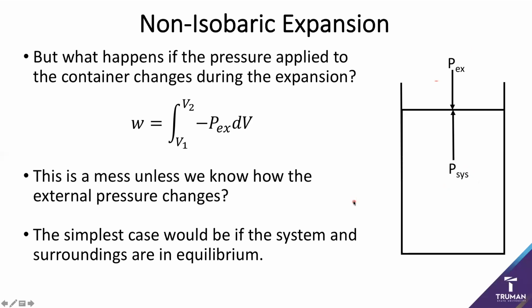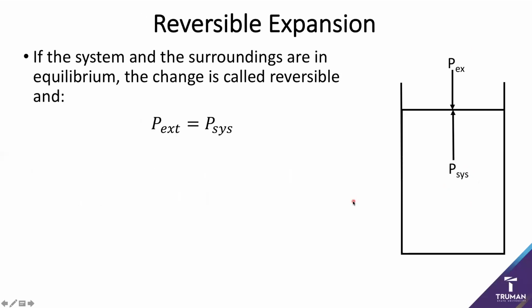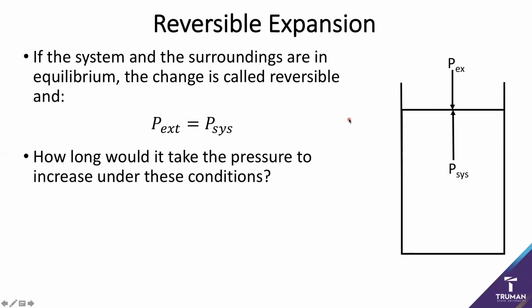However, it turns out that this case has a special name. This is essentially called reversible conditions, if my external and system pressures are in equilibrium. So one of the things that we should take into account is, let's say I'm trying to expand my system with these two pressures in equilibrium. How long would it take to actually expand the system under these conditions?